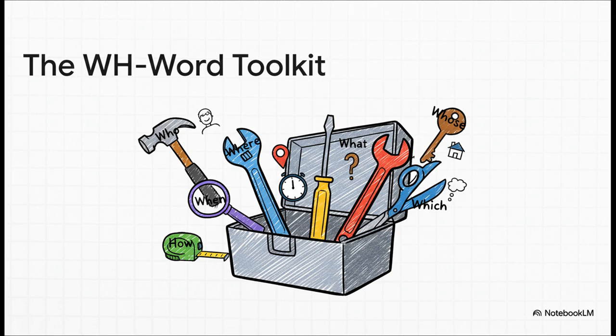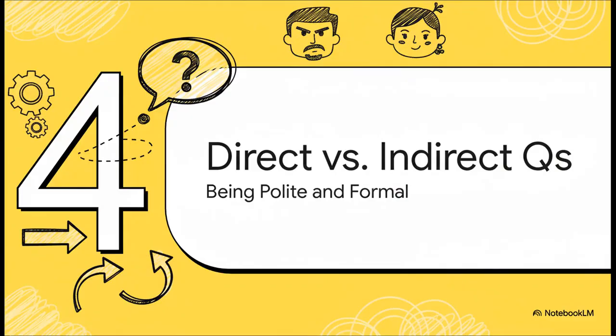You need to know about a person, use who. A place, use where. A reason, use why. You just pick the tool you need for the job. Where, Q, do, A, U, S, live, M. It just works.